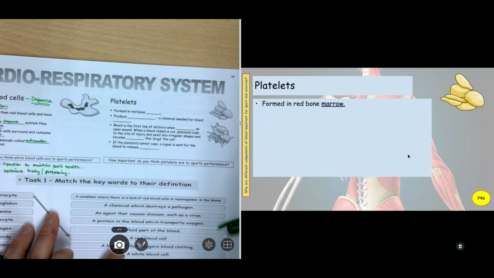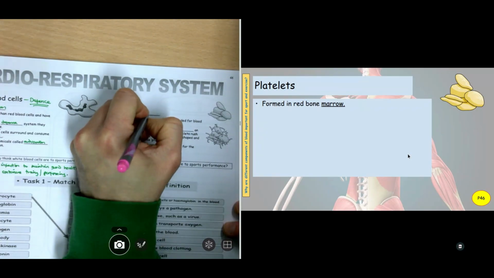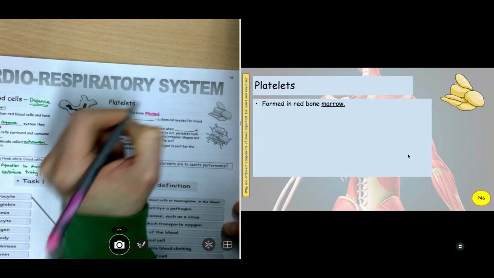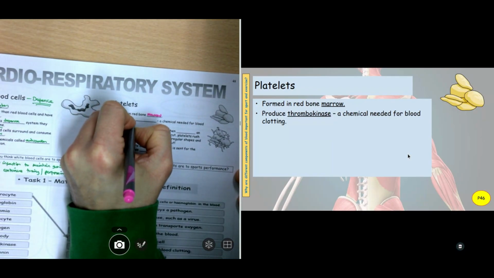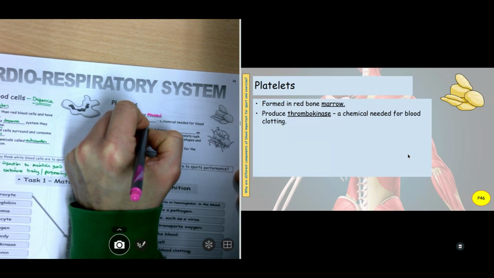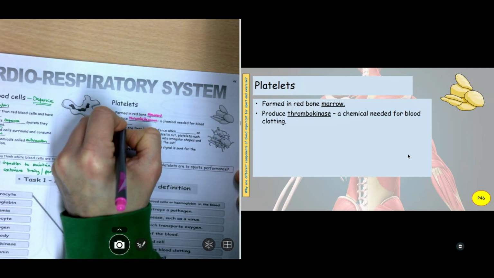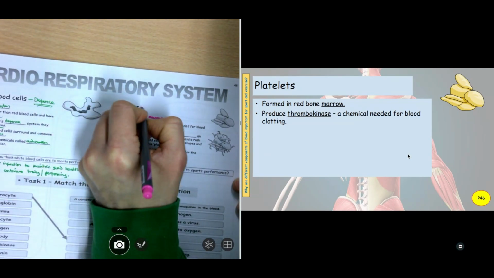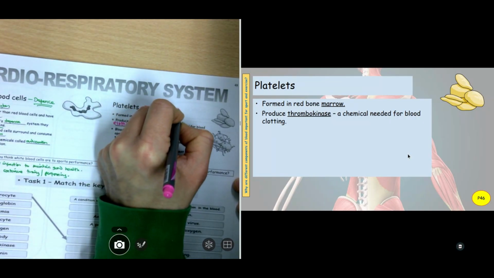And then your last one, platelets, which is on the other side. These are found in the bone marrow, and these produce thrombokinase, which is needed for blood clotting. So platelets, their main function is blood clotting.